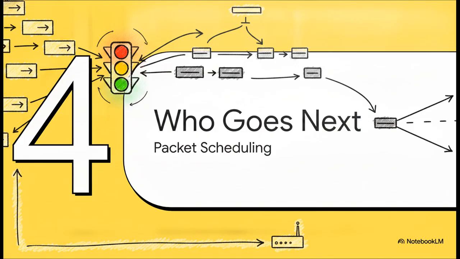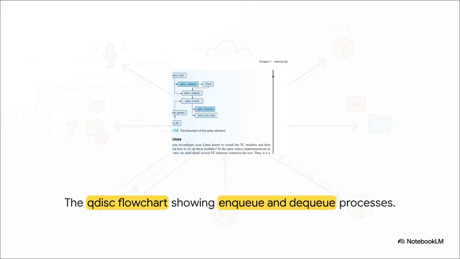Packet scheduling. Now, what's really interesting about this is the queuing discipline, or qdisc. It features completely separate enqueue and dequeue processes. A scheduler sits right between the input and the output. It doesn't just use a lazy first-in, first-out line where everyone just waits their turn. Instead, it actively dictates the transmission order, managing buffers internally and intelligently selecting exactly which packet gets to move into the transmission pipe based on incredibly strict rules.